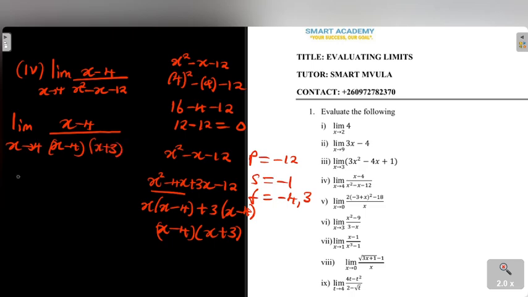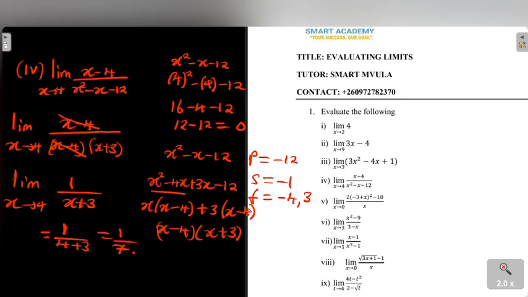A 3. So now we have the limit as x approaches 4. So x minus 4 and x minus 4 cancels, we have 1 over x plus 3. So now we can evaluate this limit. Where there is x, we substitute with 4. So it will be 1 over 4 plus 3, so this will be 1 over 7. So the limit of that fraction as x approaches 4 is 1 over 7 as the answer.